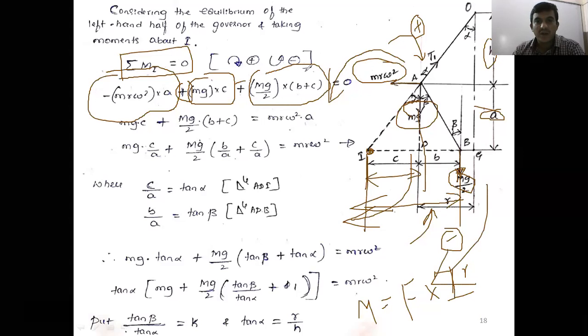Is there any doubt regarding this equation? If you have a doubt, please unmute yourself and ask me the question. So the moment about any arbitrary point, here the arbitrary point is I, the instantaneous point, is equal to 0.